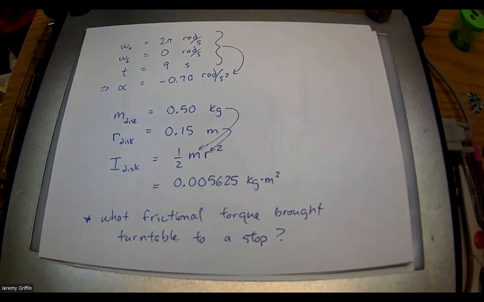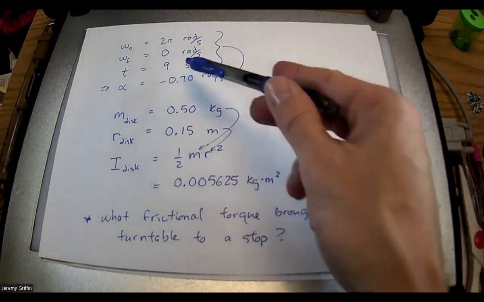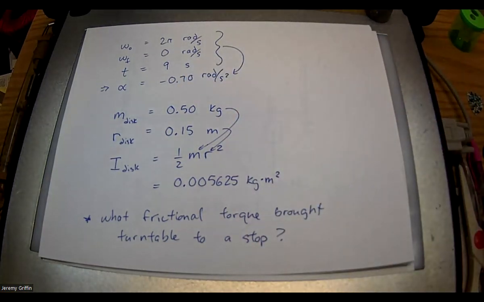I bet it's a really small torque, and I'm thinking that because it took 9 seconds for this thing to slow to a stop. That means it was spinning pretty good, which probably means not a whole lot of friction.